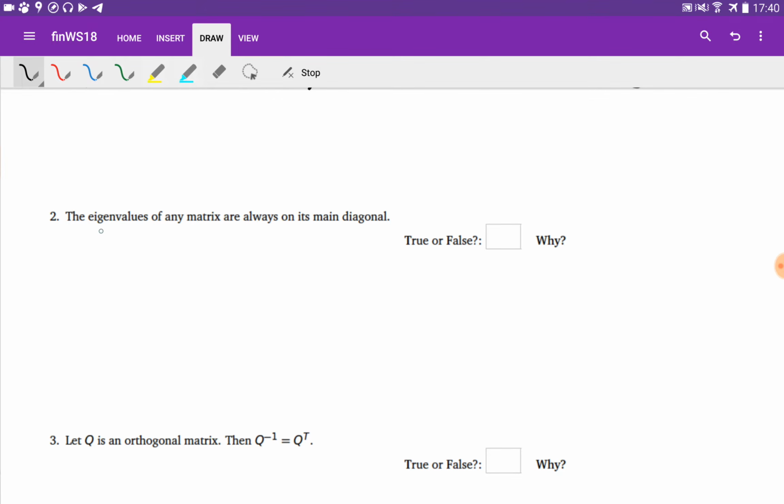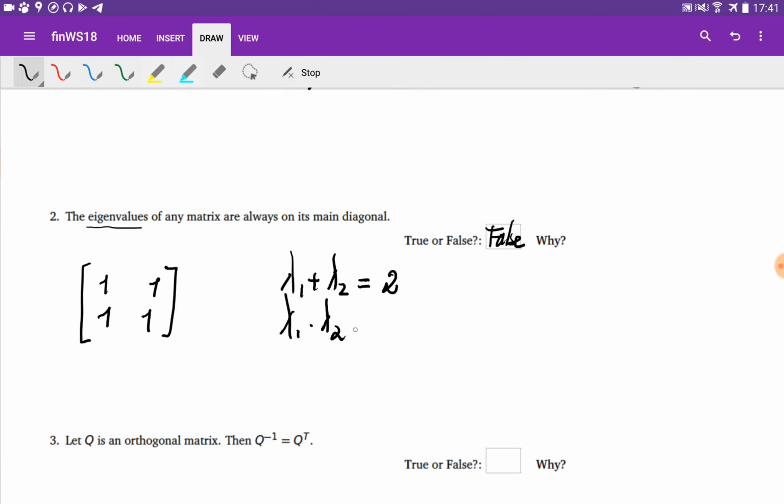So the second question: the eigenvalues of the matrix are always on its main diagonal, which is, of course, false in general. It is possible to find a matrix whose eigenvalues are not on the main diagonal. For example, the 1, 1, 1, 1 matrix. The sum of the eigenvalues of this matrix is equal to the trace, which is 2. The multiplication of its eigenvalues is equal to the determinant, which is 0. Which means the first eigenvalue is equal to 2, the second eigenvalue is equal to 0. They are not on the main diagonal of this matrix, which means that this is false.